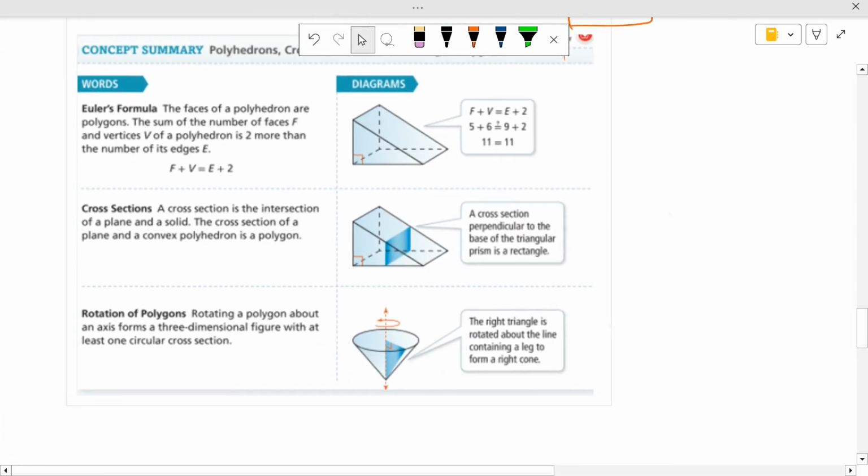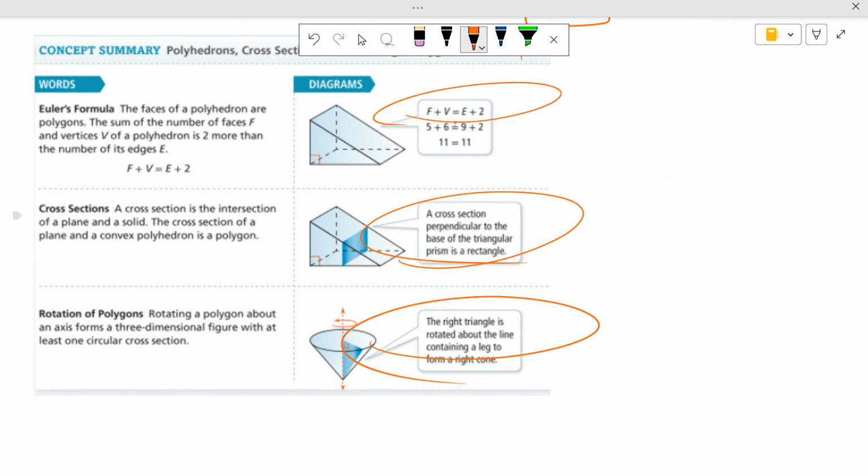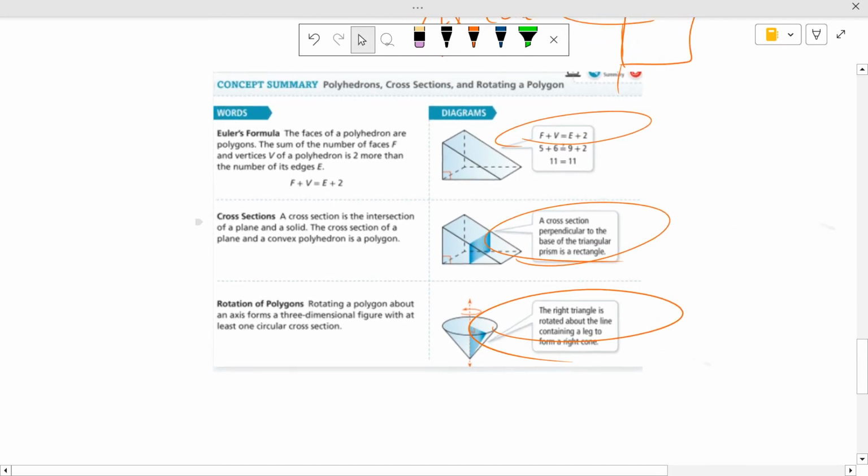So that's what we're doing today. We're doing cross sections, we're going to do Euler's formula, and we're going to do wrapping. And that's the three things that you'll do on your assignment today.